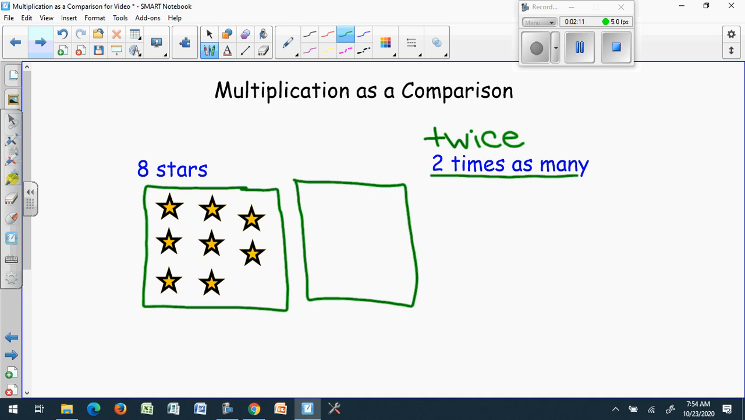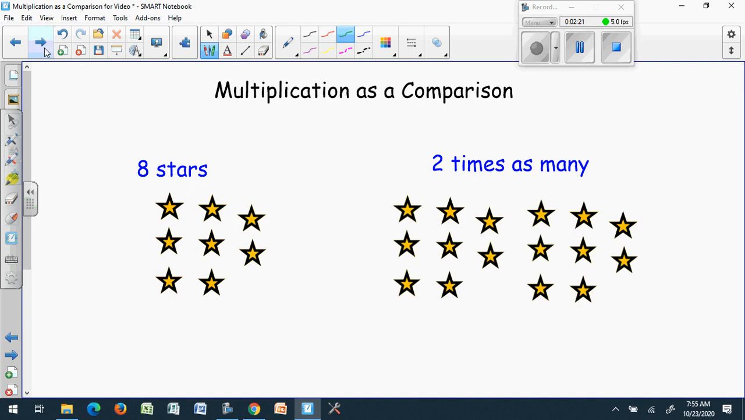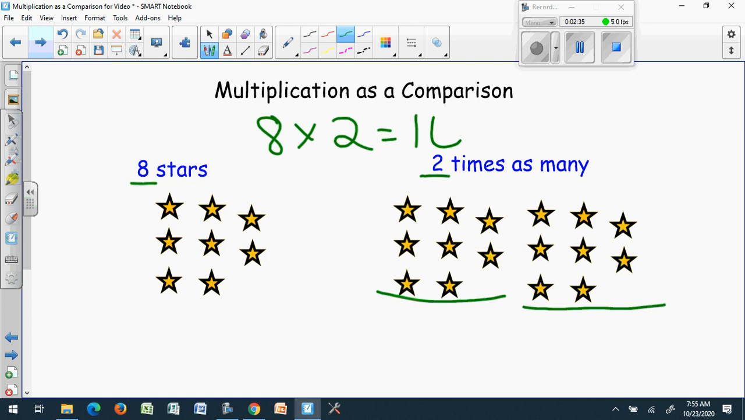Again, if you want to pause the video and show me in your notebook what you do, you can also try to write the multiplication sentence for this. Hopefully you realize that twice as many stars would be 16. And my multiplication sentence is 8 times 2, which equals 16.